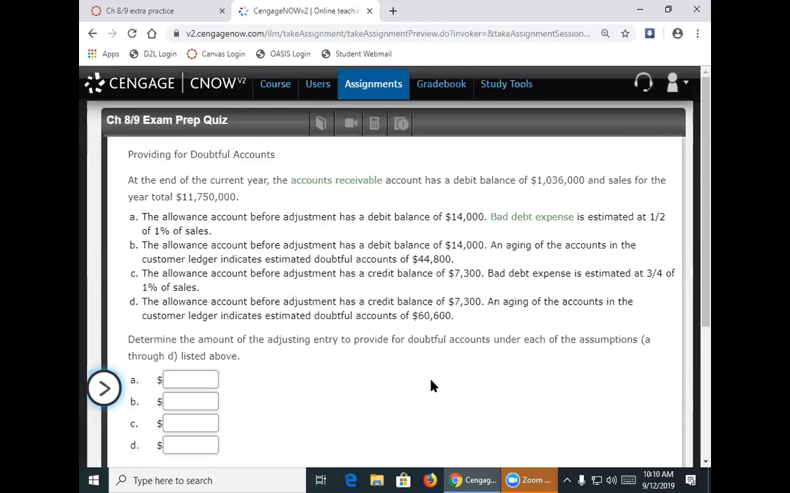Any other questions on chapter 8? Not too bad, right? Just remembering all of it. I love percent of sales just because it tends to throw people off. You have to read it 5 times and be like, oh my goodness.